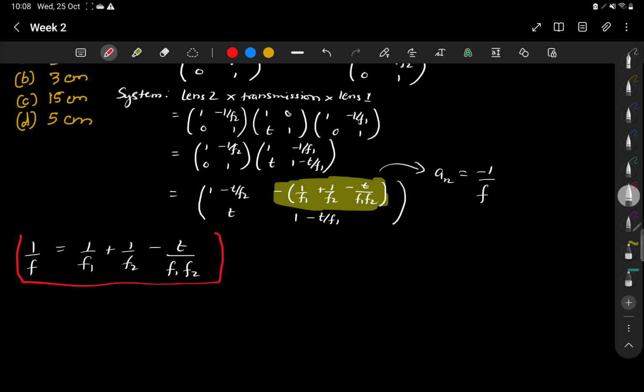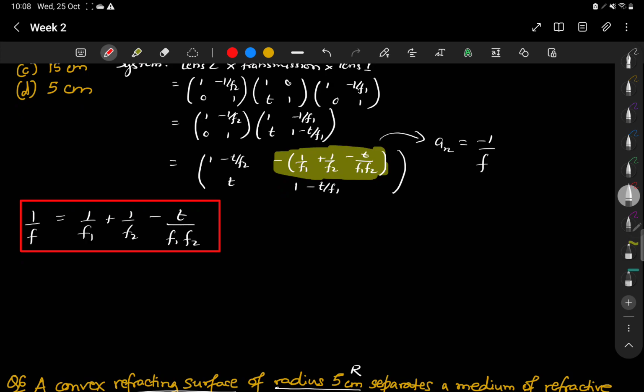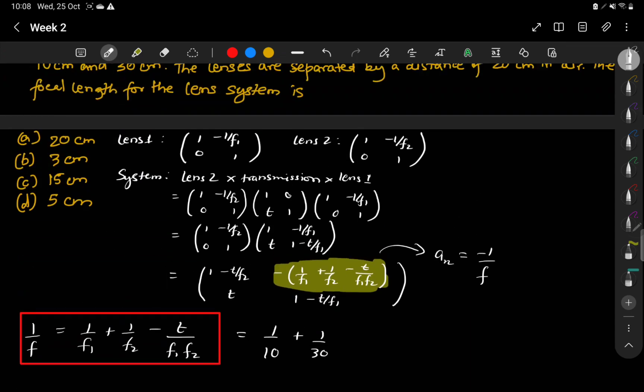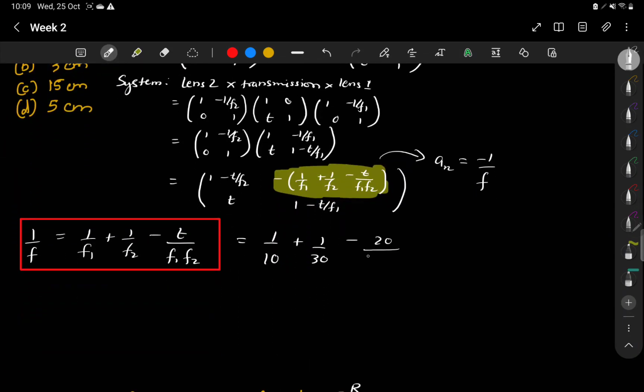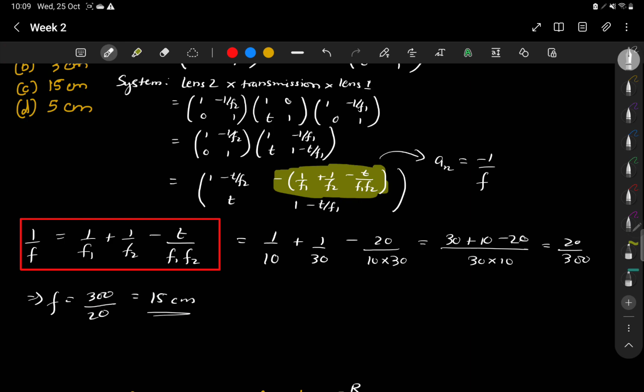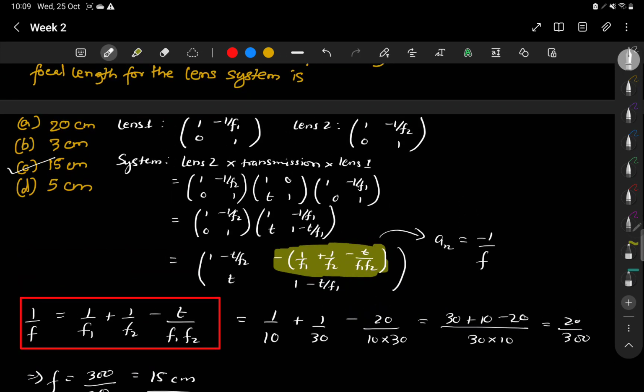So important expression. We know f1, f2 and t. So we get it 1 over 10. Separation is what? 20 centimeters. This is t. Everything is in centimeters. Correct answer is 15 centimeters. Option C.